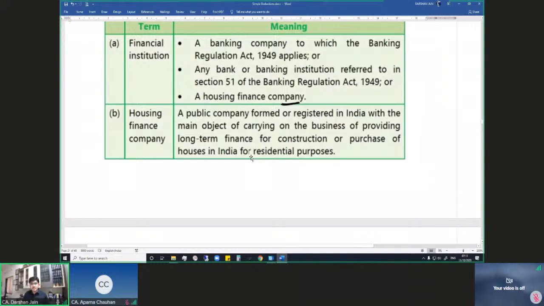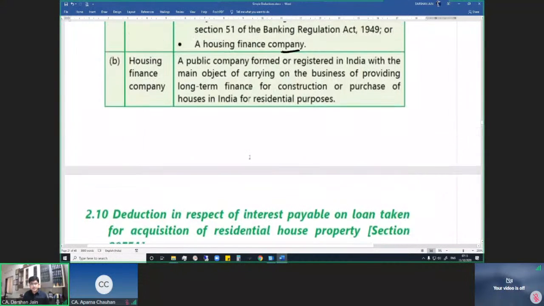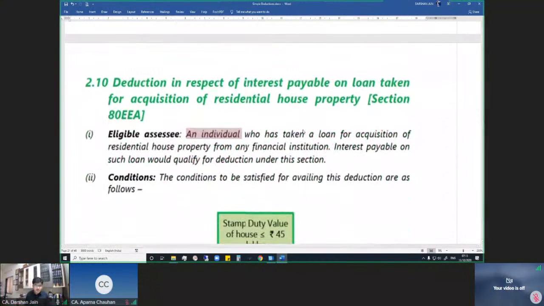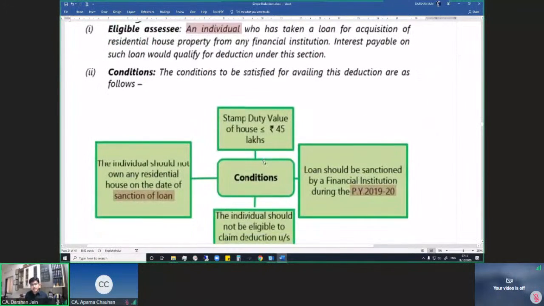You could claim additional deduction of 50,000 rupees for loan sanctioned during financial year 16-17. A similar provision was brought in for the year under consideration, for the year which we are dealing with. Section 80EEA was introduced for all loans sanctioned during the previous year 19-20. So specifically for loans sanctioned during 19-20, taken by an individual, similar to 80EE. The reason why this was again introduced with some different set of conditions is to promote the housing sector again.